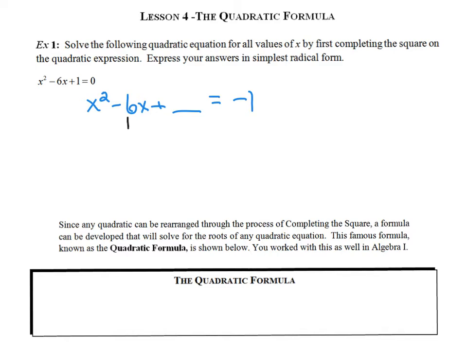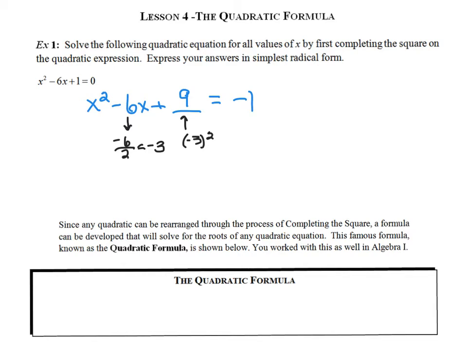Now remember what we do to complete the square. We're always going to take the coefficient of the x term. In this case, it's negative 6. We're going to take half of it. That gives me negative 3. And then I'm going to take that number and I'm going to square it, and I'm going to put it in that spot where I'm adding it to the left side of the equation. Now negative 3 squared, of course, is positive 9, so I'm going to add 9 to the left side of the equation.